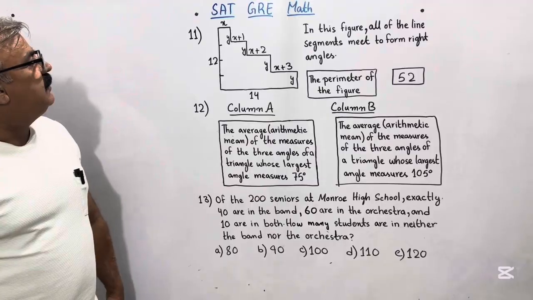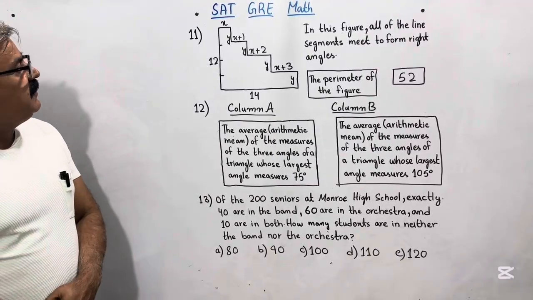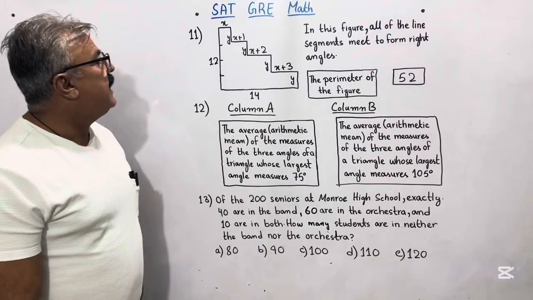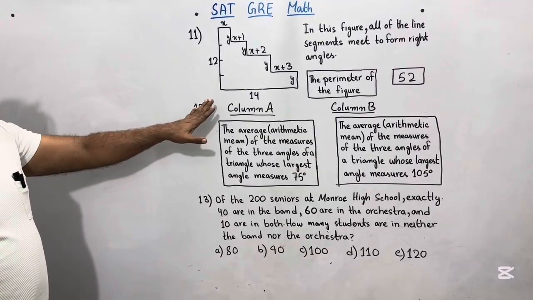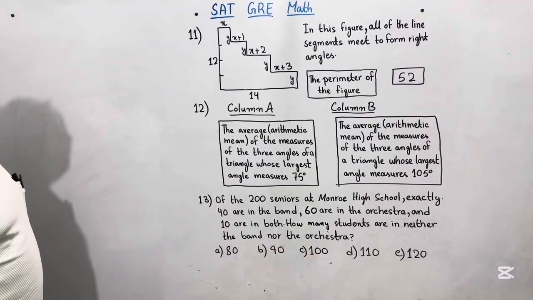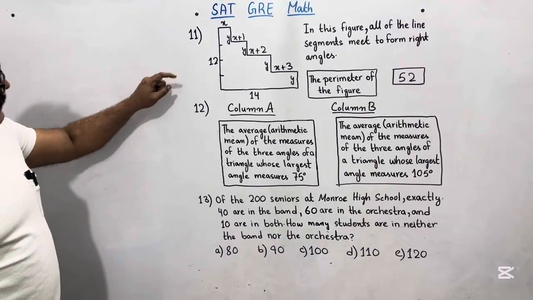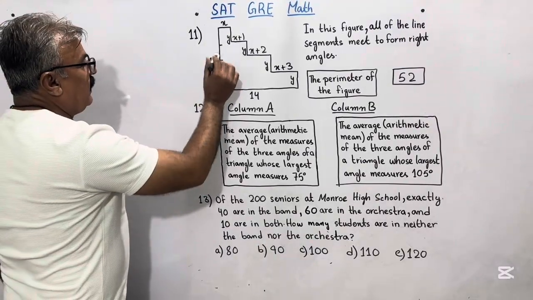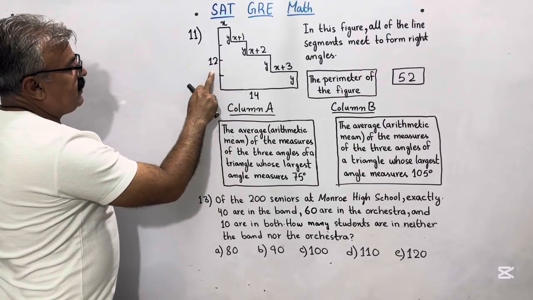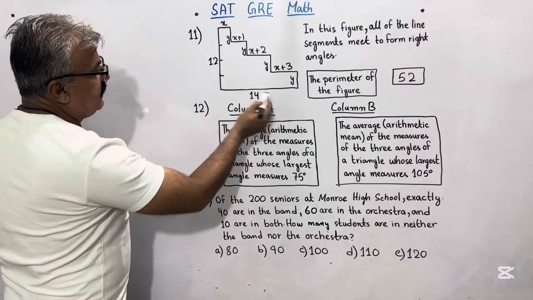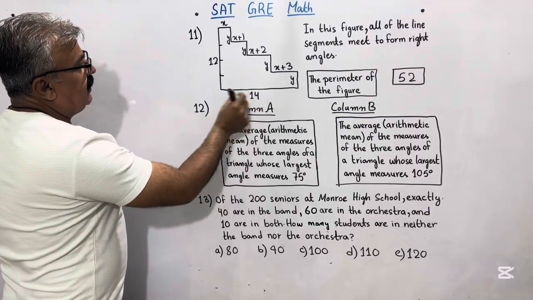Let's continue our journey from question number 11 for the preparation of SAT and GRE. In the figure, all of the segments meet to form right angles. Here, this vertical side is 12 units while this horizontal side is 14.